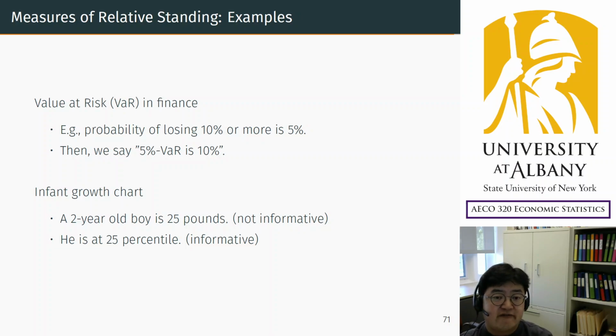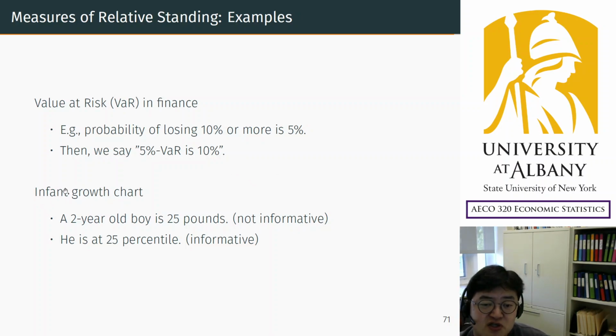For example, value at risk in finance is just a percentile. Like, for example, I'm interested in the probability of losing 10%. Let's say there are 100 scenarios, but in the worst 5 scenarios, I will lose 10% from my stock. So then we say the 5% value at risk is actually minus 10%, right? So the worst 5% is minus 10%.